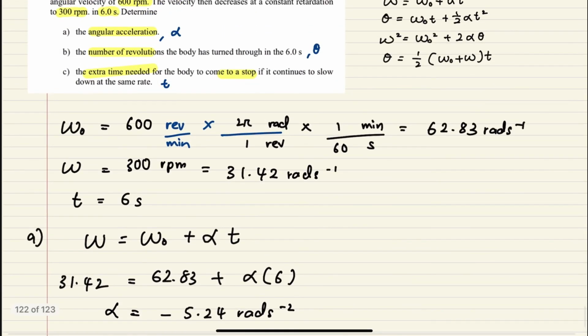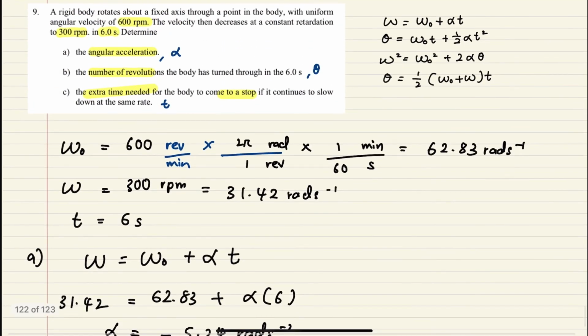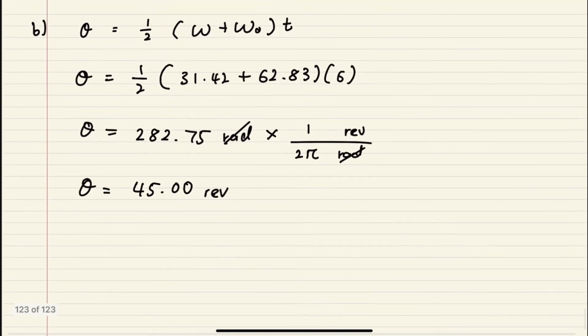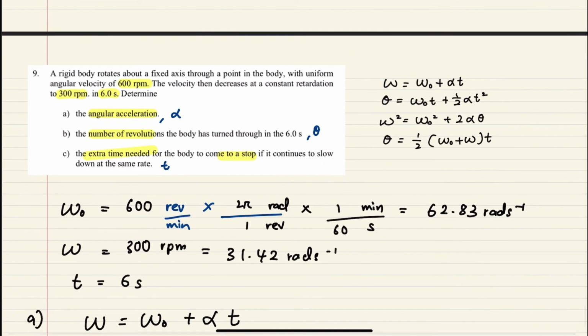Okay, and the last one, they want to find the time needed for the body to come to a stop if it continues to slow down at the same rate. So I just want to copy this formula.